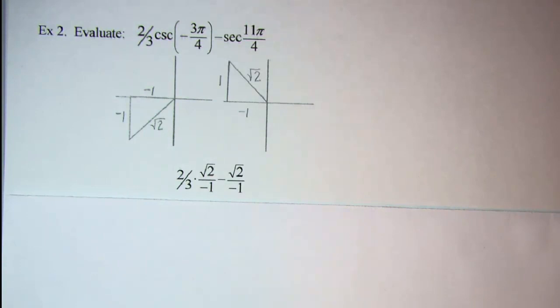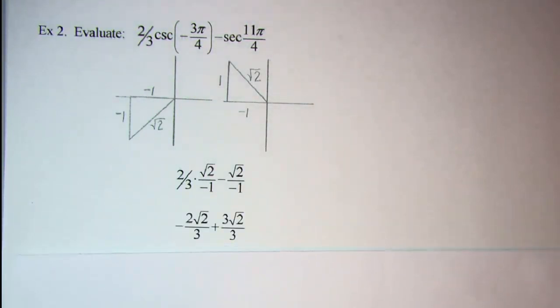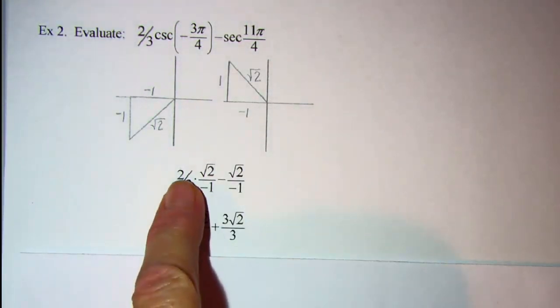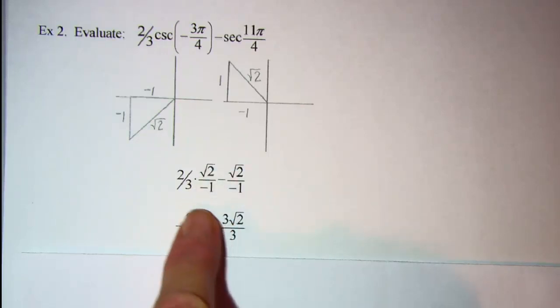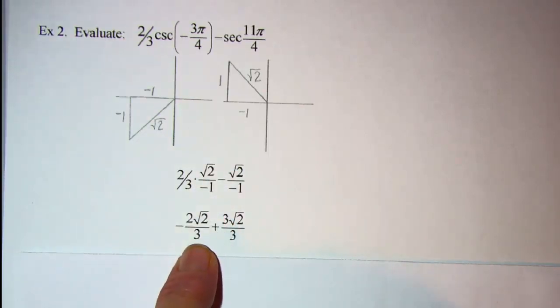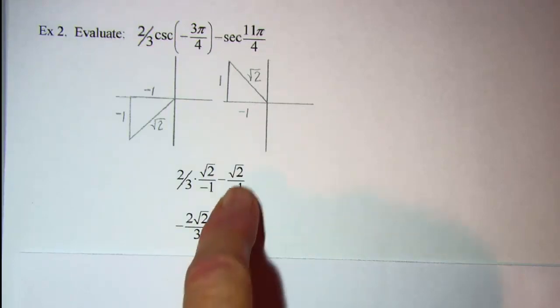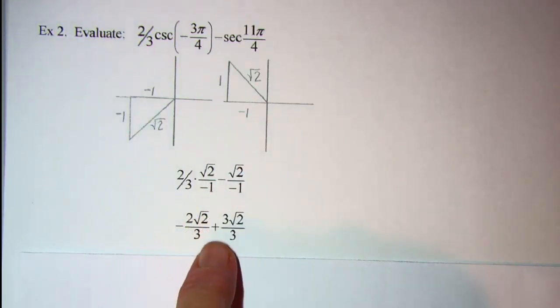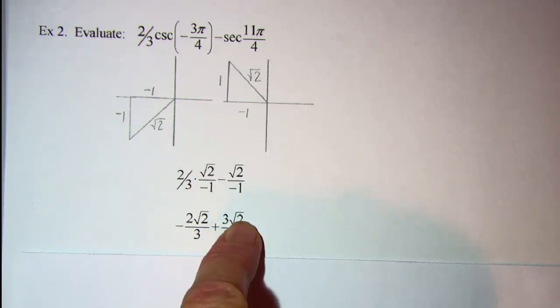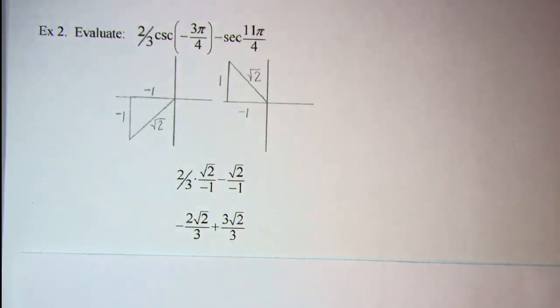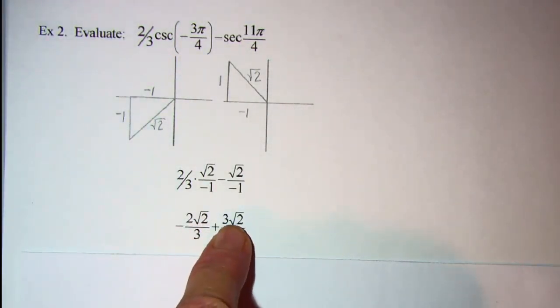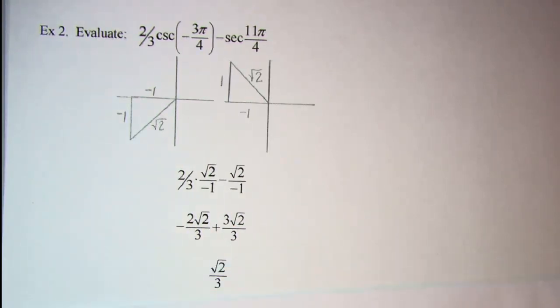Now I just need to simplify. So I have 2 times root 2 over 3. And then these two minuses become plus, and that's 3 root 2 over 3, because I need a common denominator. So I have a -2 root 2 and a +3 root 2 simplifies to 1 root 2 over 3.